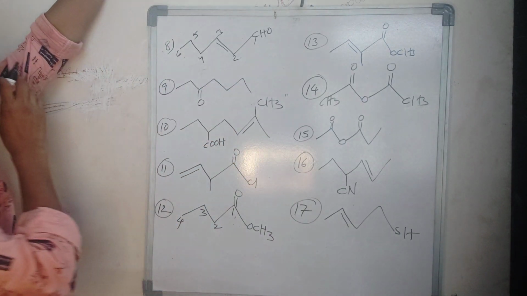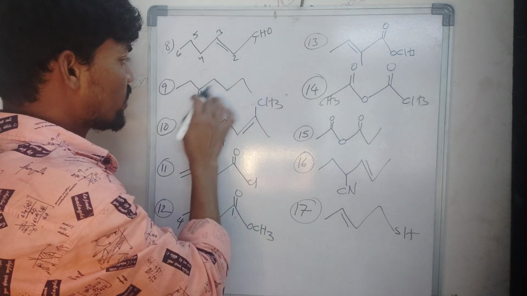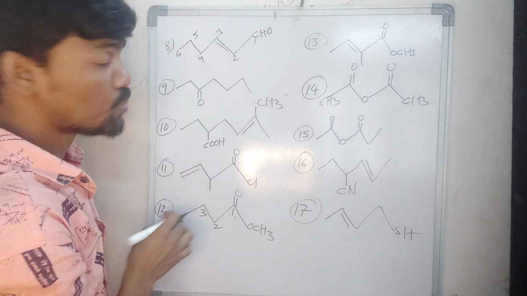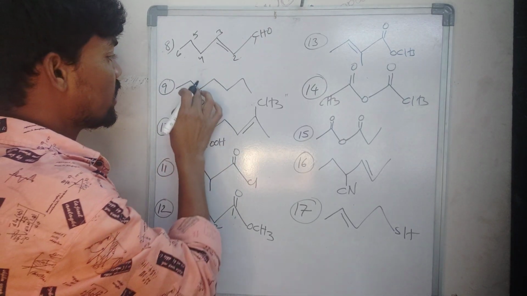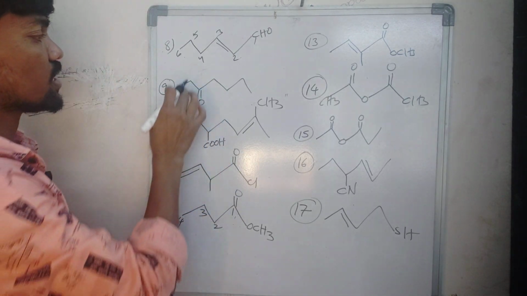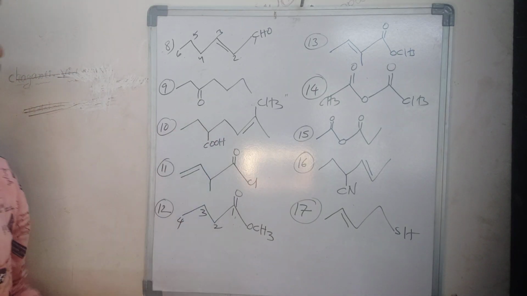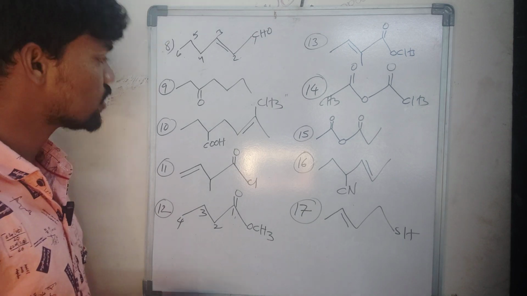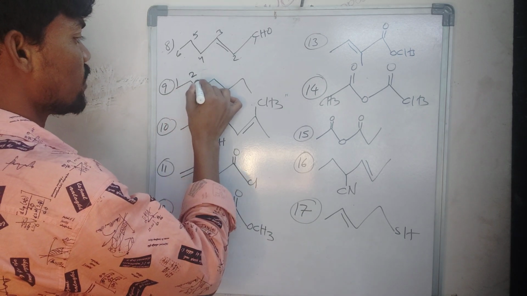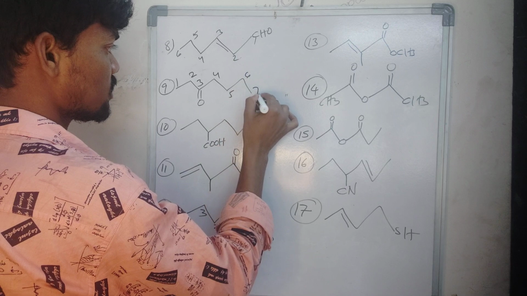Coming to the next option, what happens here? Here a ketone group is there. Since the ketone group is there, how can you find the numbering? From this side we have to give numbers 4, 5, 6, 7.